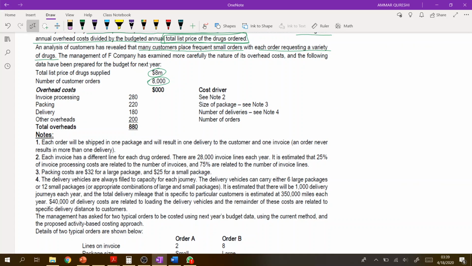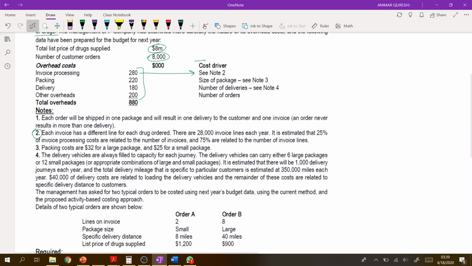And then the overhead costs: invoice processing cost is given, packing cost is given, delivery note, other overhead. So apparently there are four cost drivers given in this question, right? But you have to read all four cost drivers along with the notes which are given here, right? So invoice processing cost is 280,000 and you have to see note number 2 for that, right? So what is note number 2? Note number 2 says each invoice has a different line for each drug ordered. There are 28,000 invoice lines.